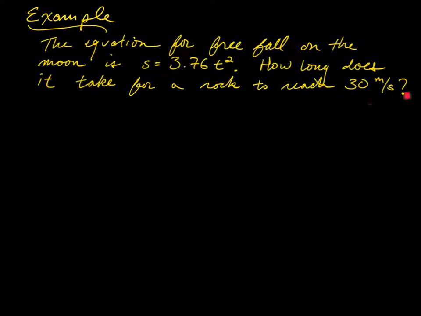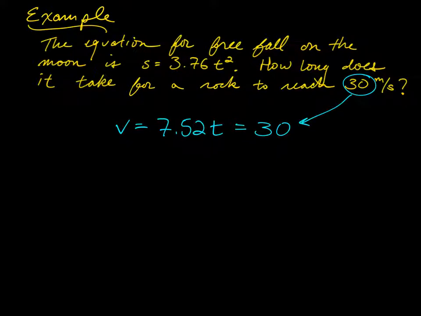So that being the case, we need to find what the velocity function is from this position function. Well, you can use the power rule here to find the derivative of the position function, and you end up with the velocity function equaling 7.52 t. So how do you figure out how long it takes for the rock to reach 30 meters per second? Well, in the previous example, we were trying to figure out where the velocity was 0, so we set it equal to 0. Now we want to know where the velocity equals 30, so we take the velocity equation and set it equal to 30 meters per second.